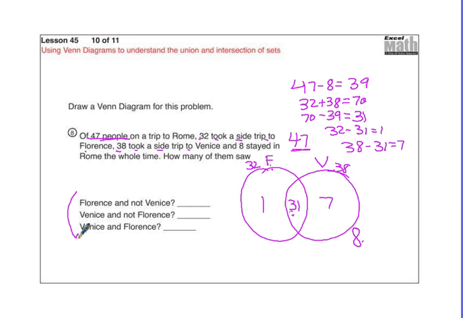Then we fill in our answer part here. Florence and not Venice, that's 1. Venice and not Florence, that's 7. Both of them, that's 31.